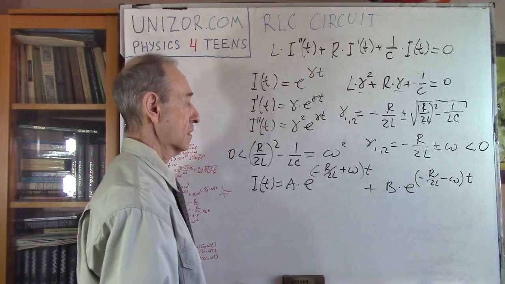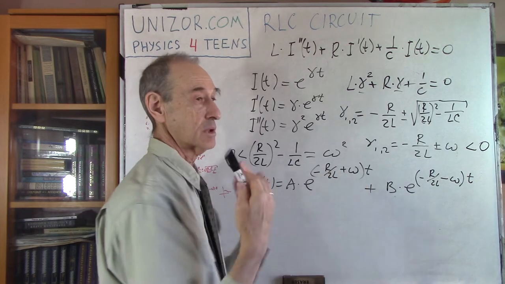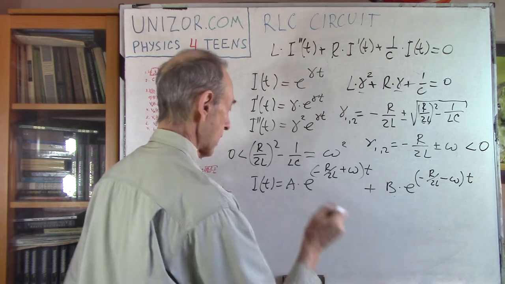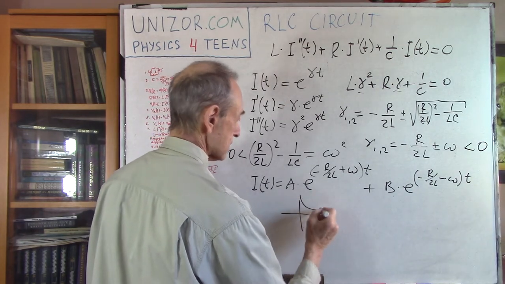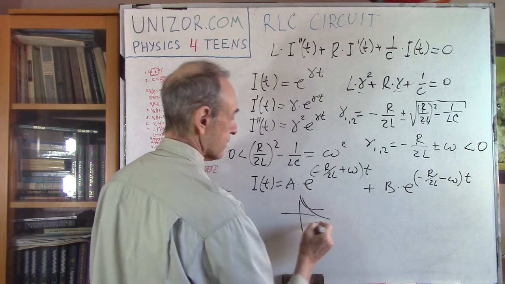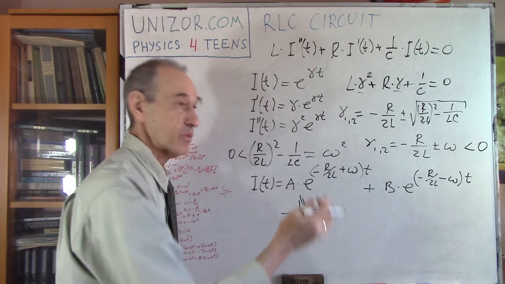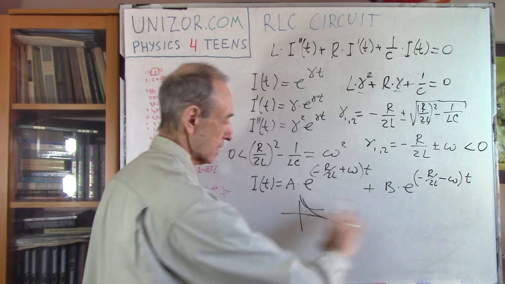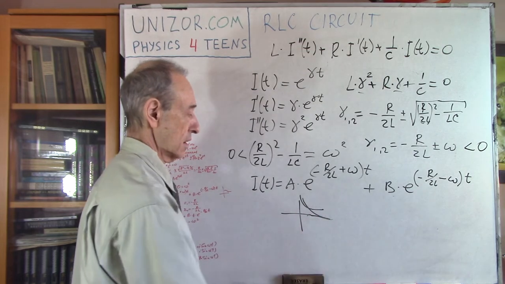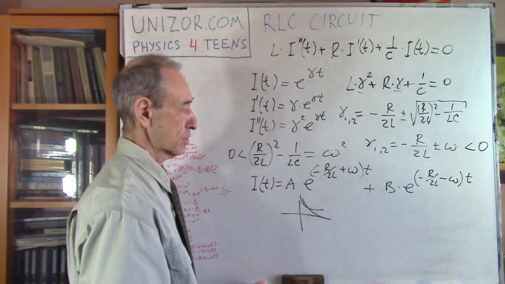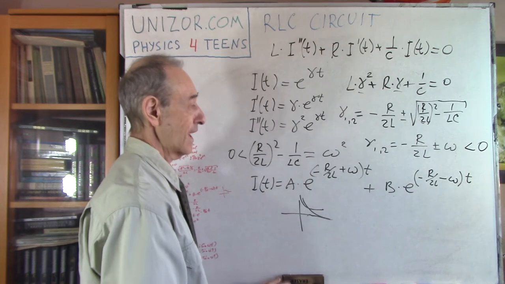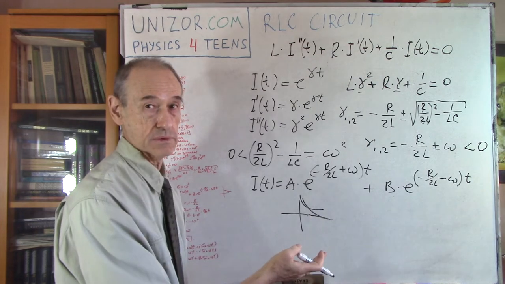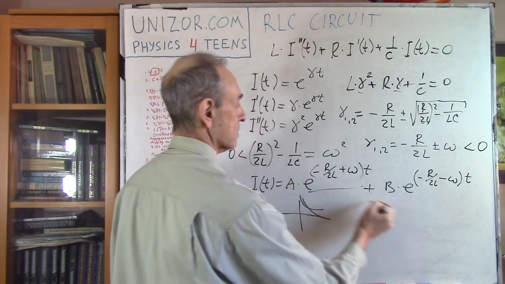So what we have here is e to some negative number, and as t is increasing, the graph of this thing would be this, and the graph of this thing would also be kind of this. It's all diminishing, and their sum will be diminishing as well. Maybe a little wavy in the beginning, but again, it will be asymptotically going to zero, and after a certain amount of time, it will be only positive or only negative. It will not be both.